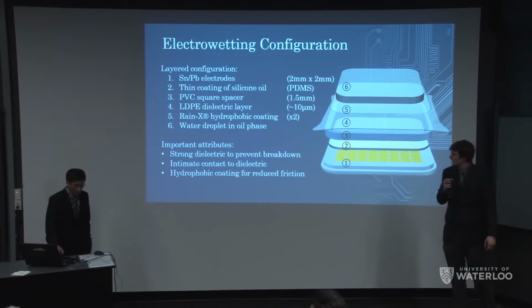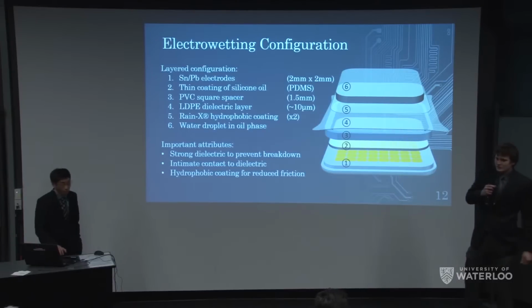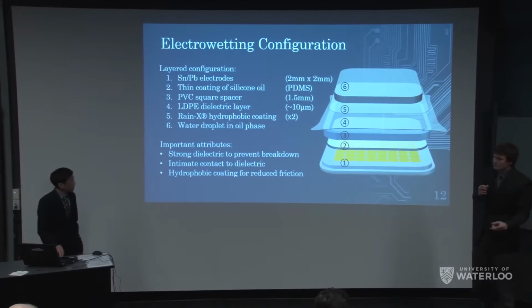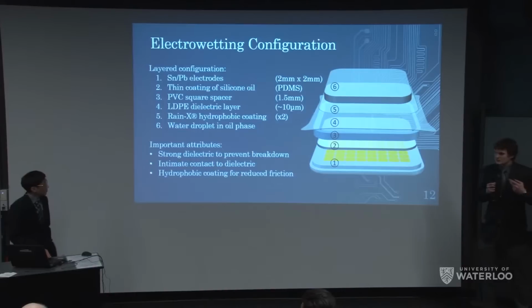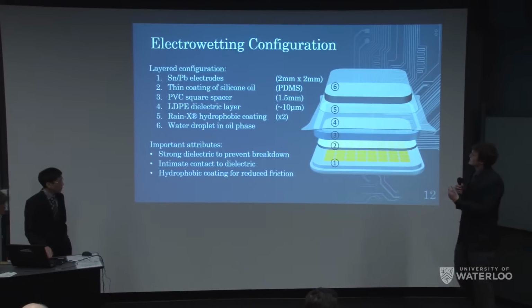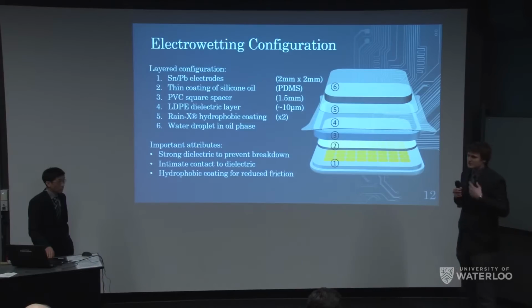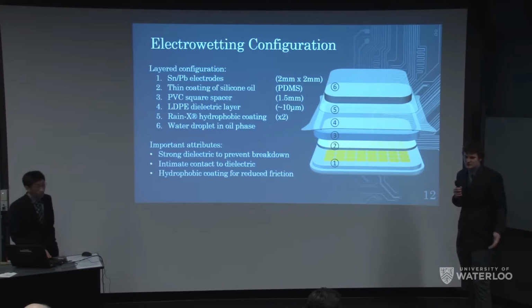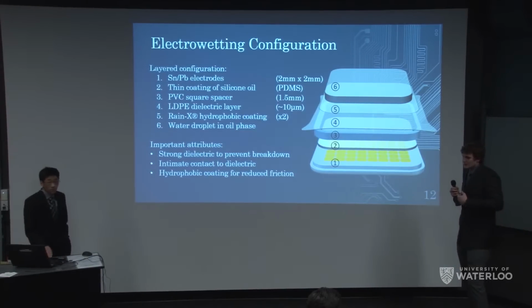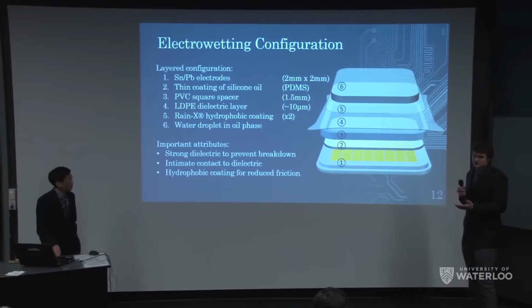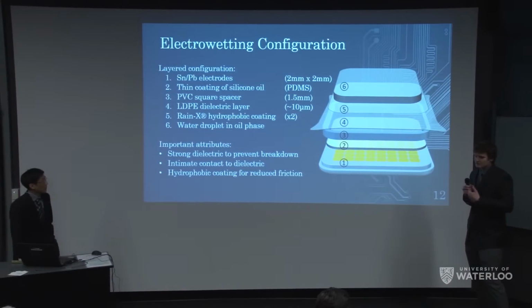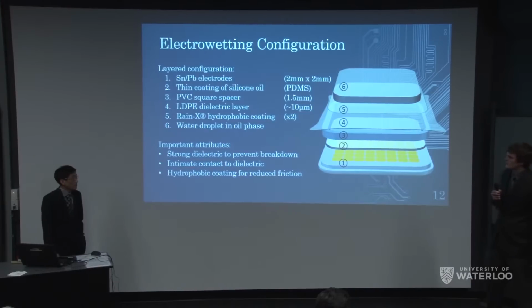So during the development process, we came to find that there were 3 really important attributes which were critical in the success of our configuration. The first was the dielectric strength. We experimented with a low dielectric strength PTFE, and we found that the droplet became charged after not much time, and then the electrowetting phenomenon fell through and no longer operated.